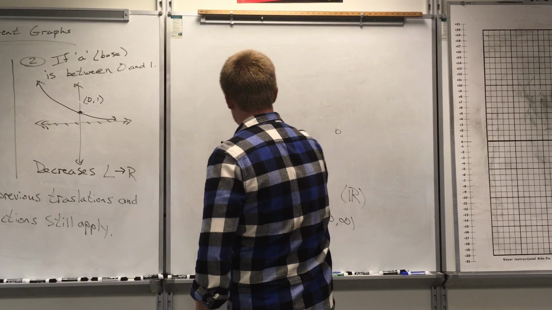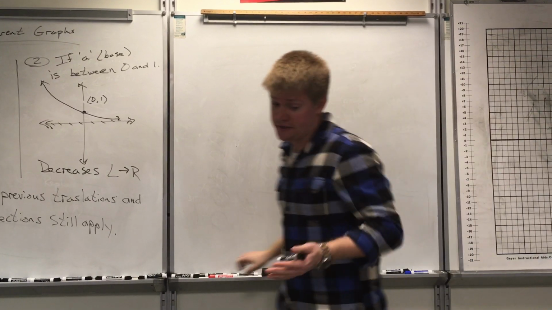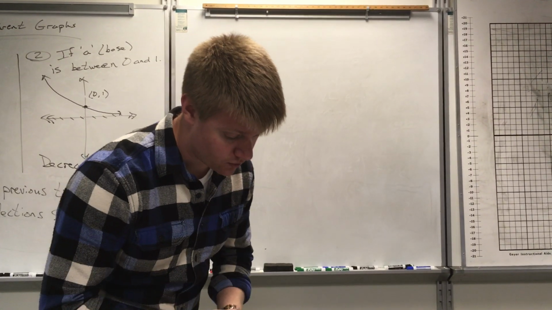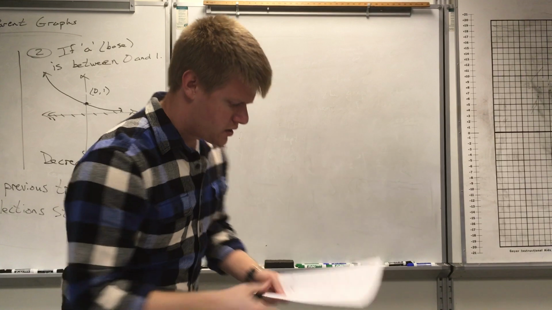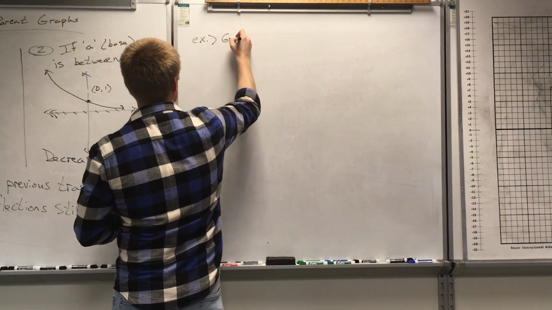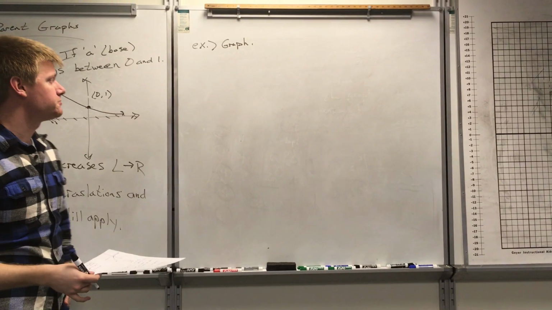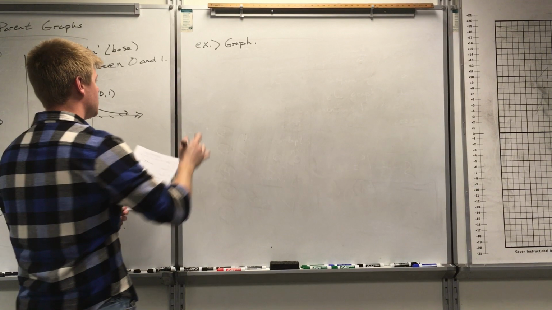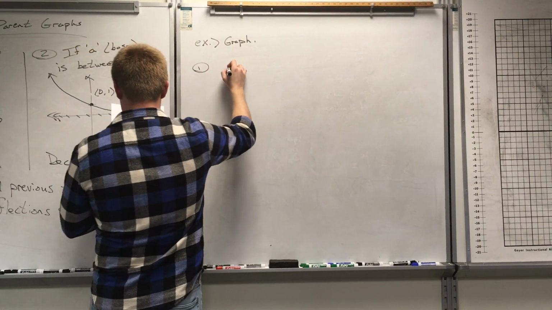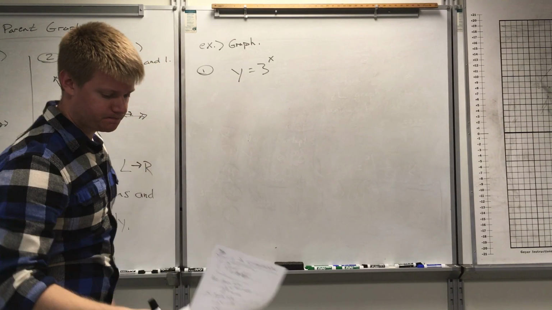So what we're going to finish with here, just a couple examples. And these are going to be quick, as I mentioned, because I'm not going to require that you use a table to find points necessarily. You always can if you want to, depending on how specific you want to make it. First, we're going to graph y is equal to 3 to the x.